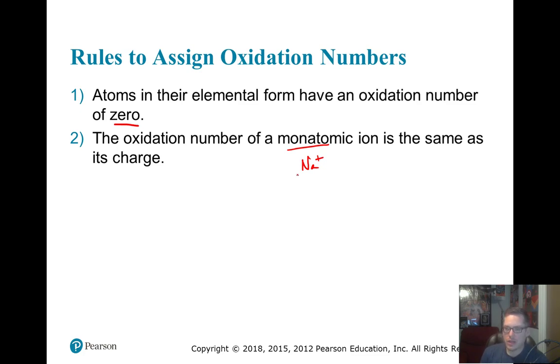One thing that I should point out is, remember when we talked about charges, I made sure that you understood that we put the number and then the charge, positive or minus. So it would be 1+, 1−, 2+, 2−, etc. for the charges. Oxidation numbers are backwards. You do the charge and then the number. That's how we distinguish if we're talking about the oxidation number or the charge.